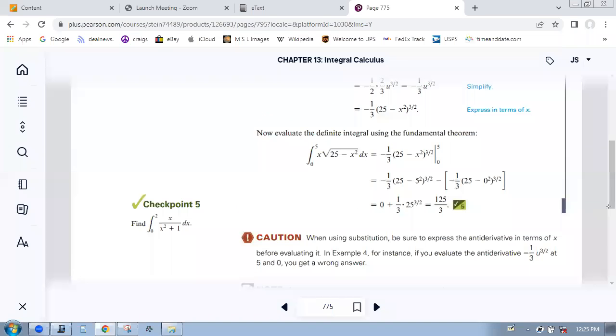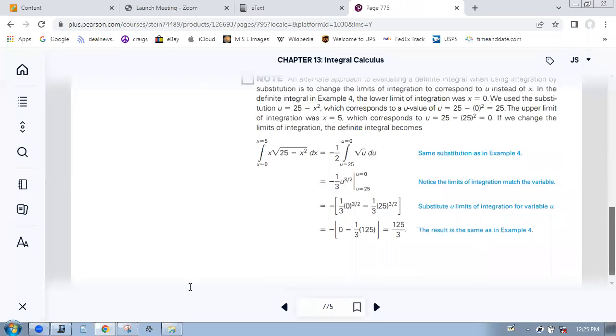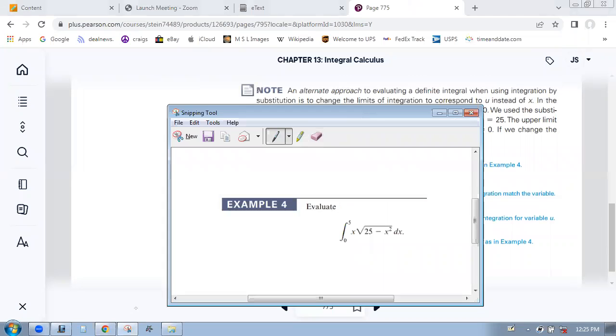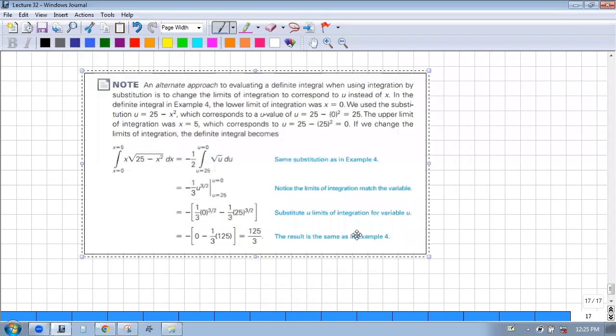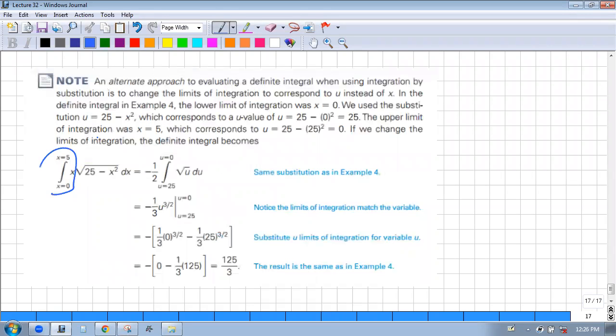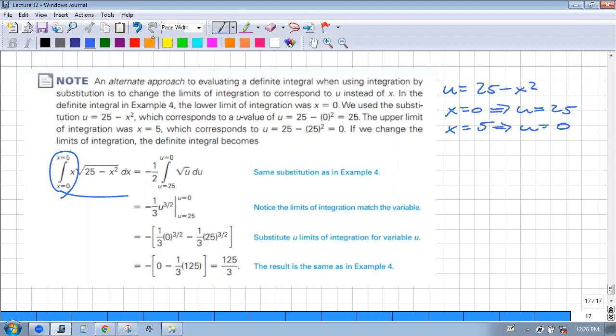So here is where they explain what I just explained. The alternative way of doing this. So if x goes from 0 to 5, that's the same thing as u going from 25 to 0, right? Because again, u was 25 minus x squared. So if x is 0, u is 25, right? And if x is 5, then u, 25 minus 25, is 0. So this is the same as this.